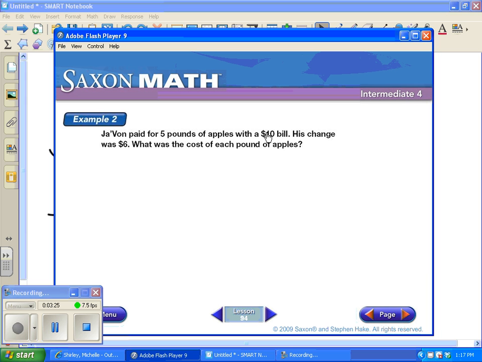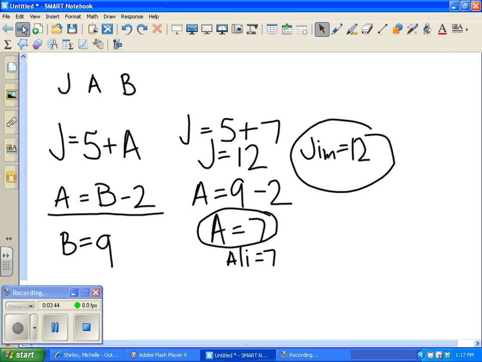He paid with the 10, he got back 6. 10 minus 6, that gives us $4, right? That's how much he paid. But that was for 5 pounds. Now to find out the cost for each pound, what we're going to do is take that $4 and divide it among the 5 pounds. So take a look at this.